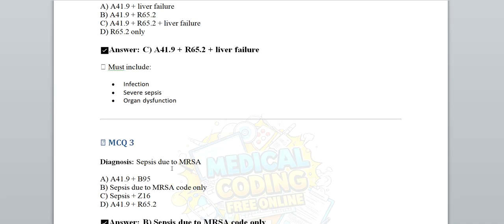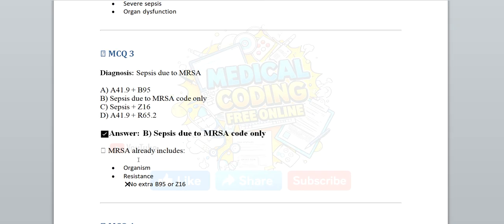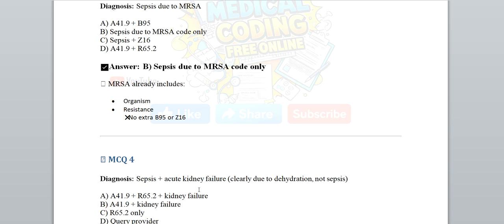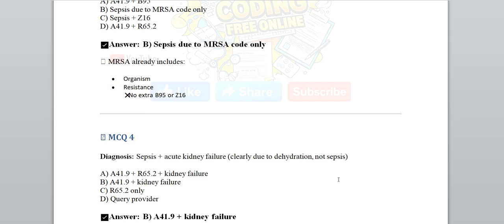Next, sepsis due to MRSA. So, sepsis due to MRSA, code only that. MRSA already includes the organism, so there is no extra B95 or Z16. Next, diagnosis: sepsis, acute kidney failure. It is clearly due to dehydration, not sepsis. So A41 unspecified organism, then kidney failure.